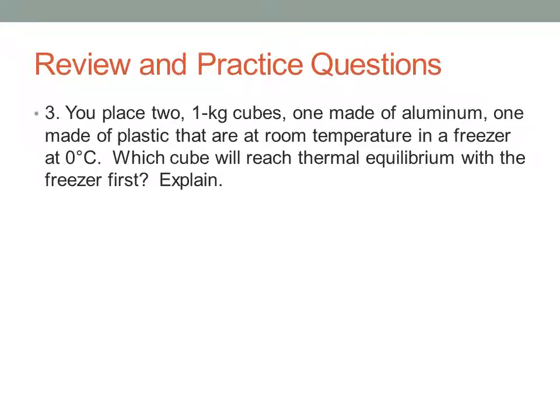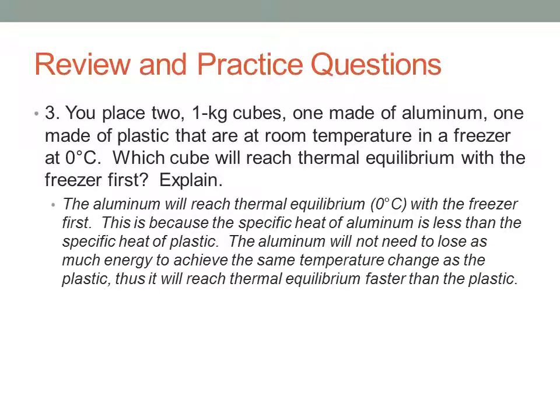Question 3. You place 2 1 kilogram cubes, one made of aluminum, one made of plastic, that are room temperature in a freezer at 0 degrees Celsius. Which cube will reach thermal equilibrium with the freezer first? Explain.